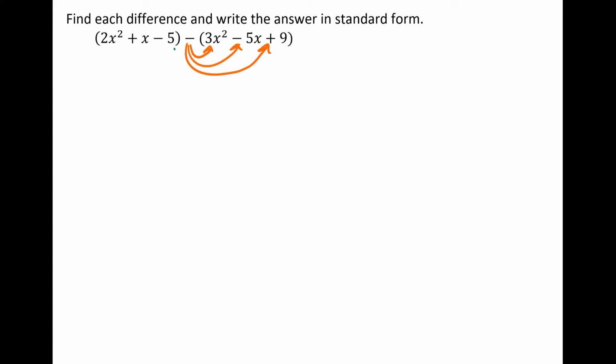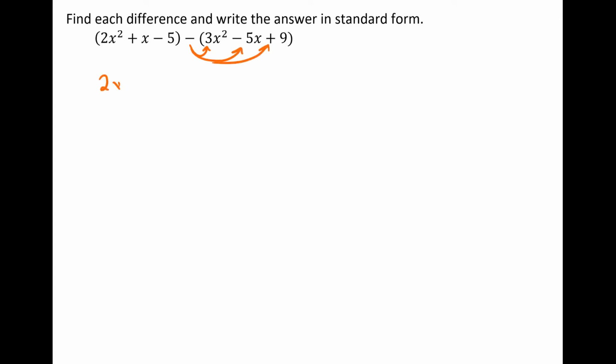Because what am I doing? I'm taking this polynomial and subtracting all of this polynomial. And if I'm subtracting all of that polynomial, I'm subtracting each bit inside the polynomial. So that minus sign right here needs to apply to everything in that polynomial. All right, let's get some of that out of the way. And back to what I said about distributing this negative to each term first.